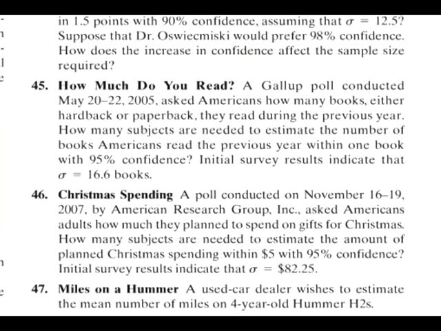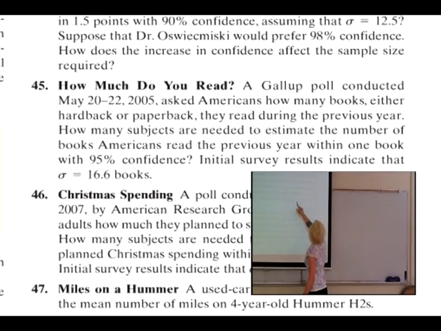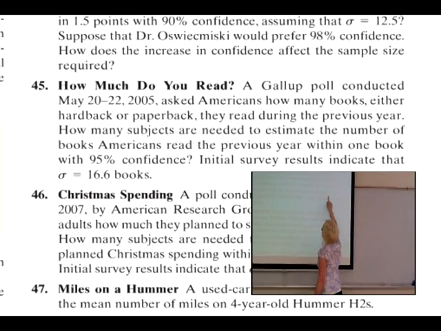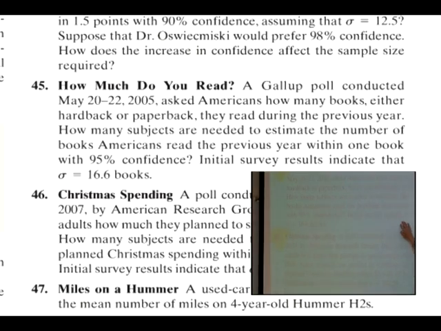So you're looking at an average. Unless it says a percentage or proportion, you're always going to use the formula for means. Within one book, with 95% confidence. So initial survey results indicate that the population standard deviation is 16.6.